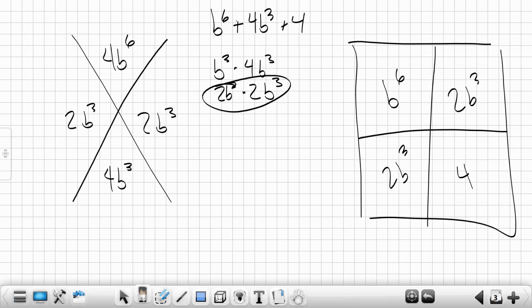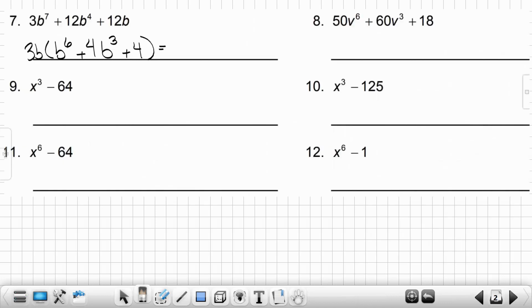If I factor going up, what can I take out? B cubed. If I factor up, what can I take out? 2. If I factor that way, what can I take out? If I factor left, I can take out. But what do you notice about both those? They're the same, right? B cubed plus 2, b cubed plus 2. So coming all the way back to it, this is a perfect square trinomial.